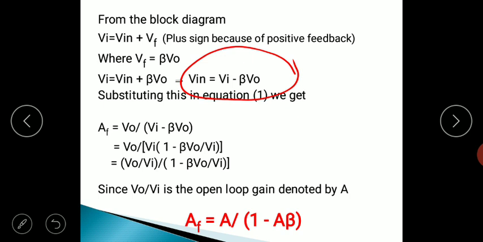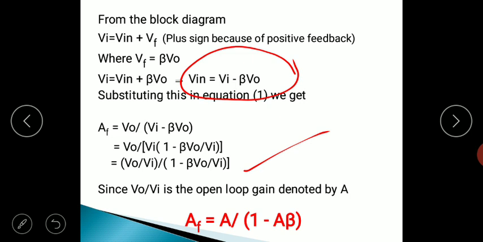Now if you substitute this in equation 1, what is equation 1? AF equal to V0 by Vin. So we can substitute this Vin value there. It becomes AF equal to V0 by Vi minus beta into V0. Again the same, from the denominator we'll take Vi common. So V0 divided by Vi into bracket 1 minus beta V0 by Vi, or it can be written as V0 by Vi divided by 1 minus beta into V0 by Vi.